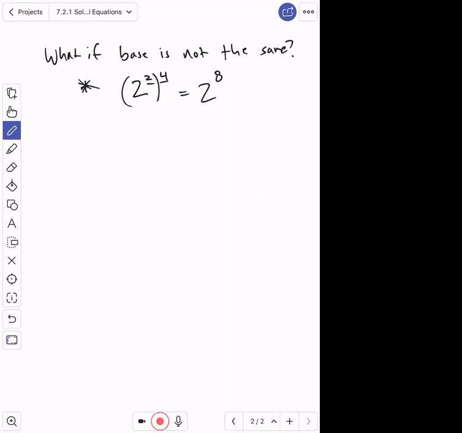So the first example where the bases are not the same. We can't just say x equals 3 because the bases are not the same. However, 8, you can change the base.